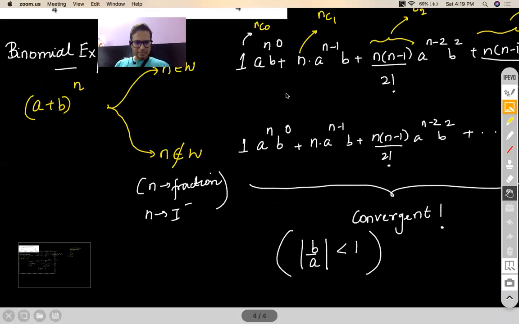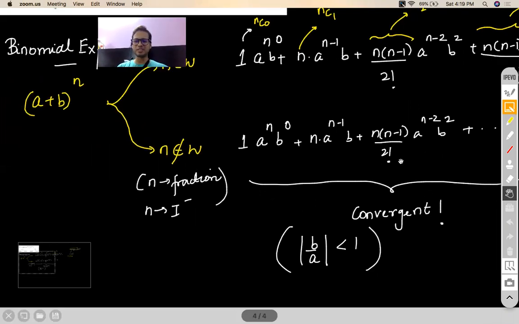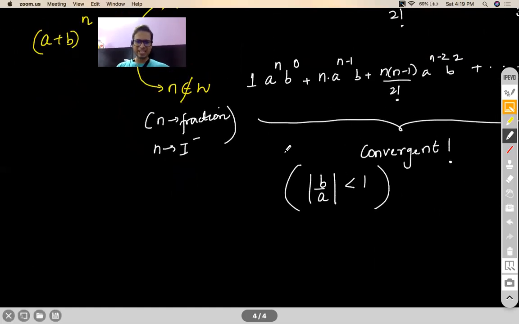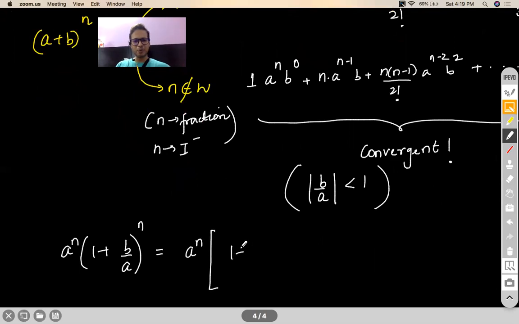Sir, where am I adding one? Yeah, see, Pranav, in the bridge course we took out the a to the power n common. But here I have not taken out that common, but you can always do that. So what Pranav is saying is a different version of the same expansion. I'll write down that also. If you take a to the power n common, it becomes 1 plus b by a to the power n. And in that case, it becomes a to the power n times 1 plus n b by a.